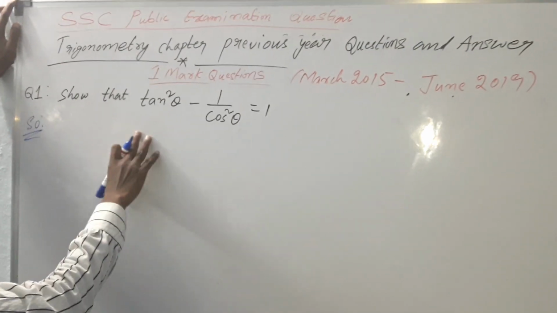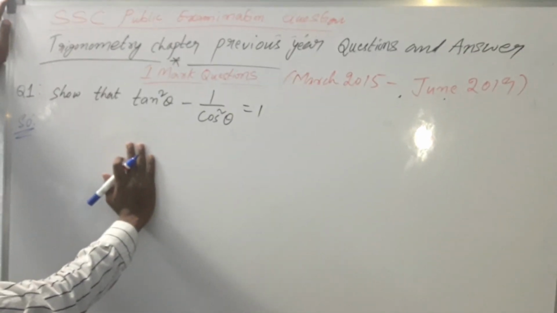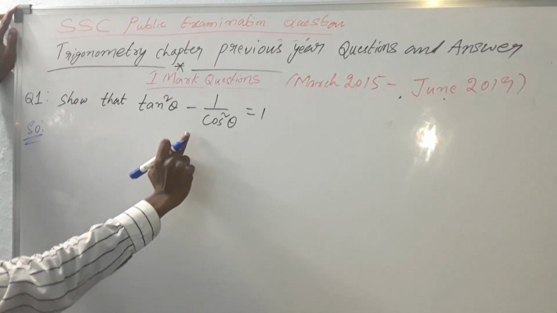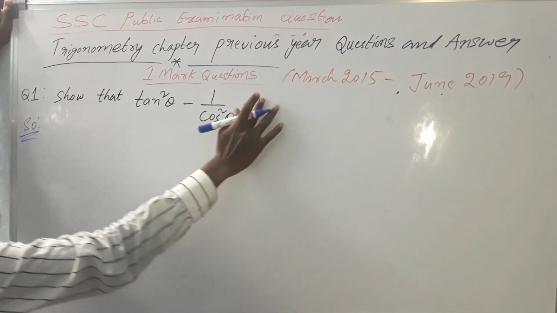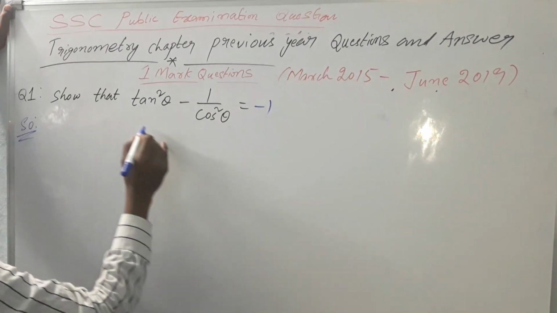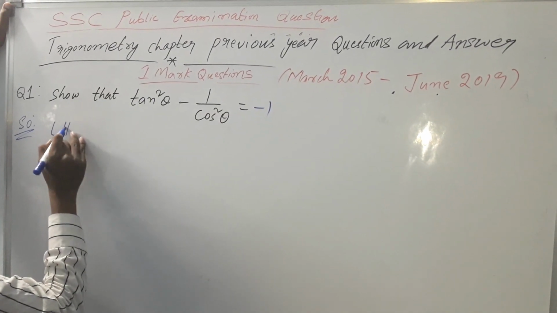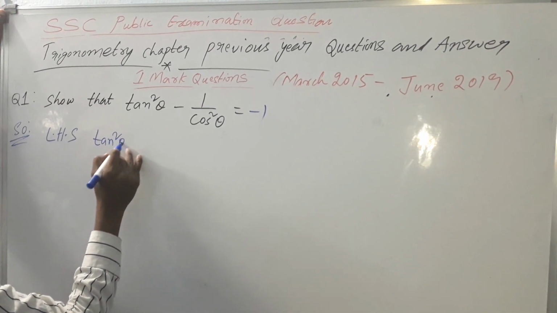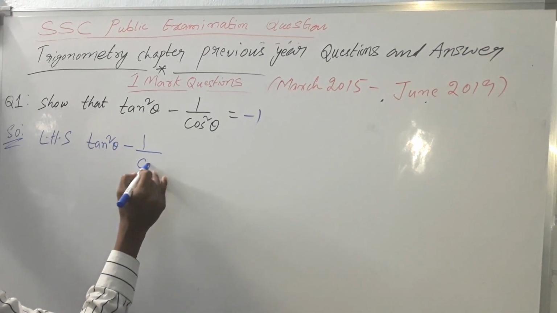It is the trigonometric chapter. So the important questions, 1 mark. First question is, show that tan square theta minus 1 by cos square theta is equal to minus 1. It is the LHS. Take LHS: tan square theta minus 1 by cos square theta.